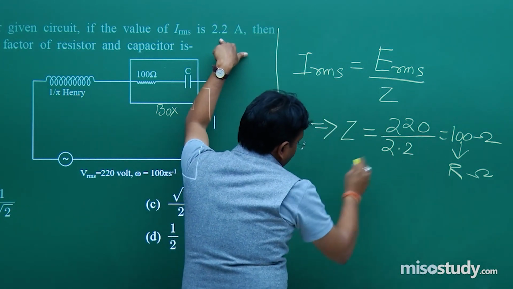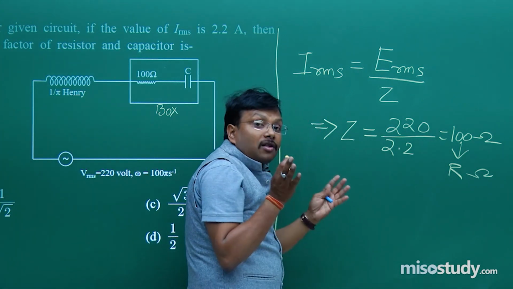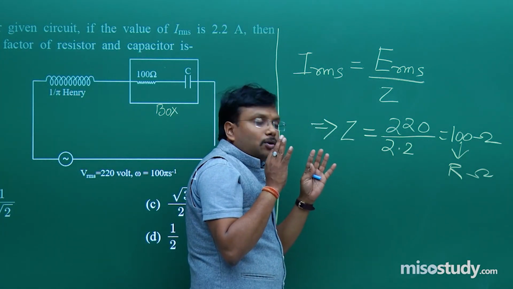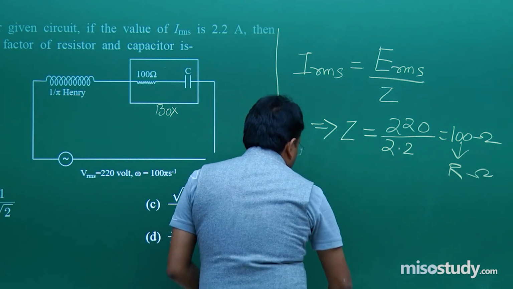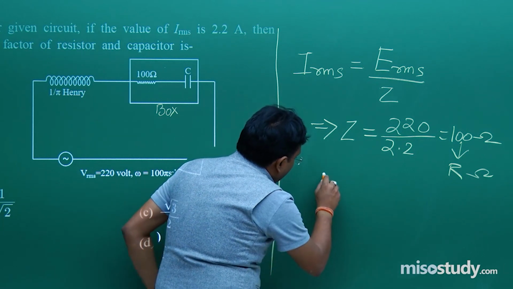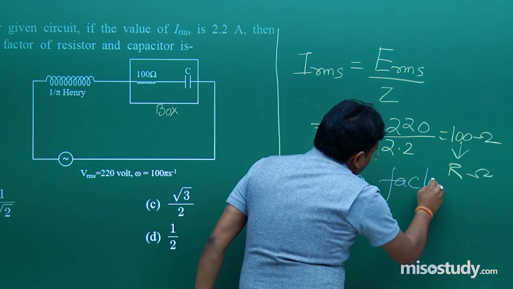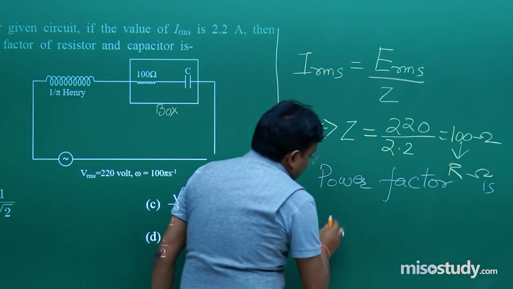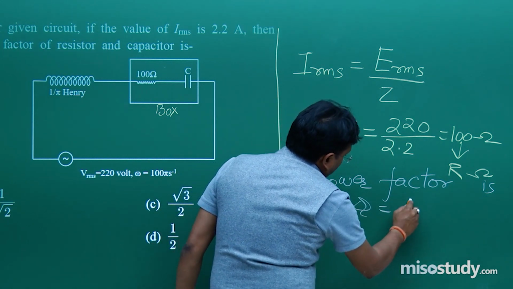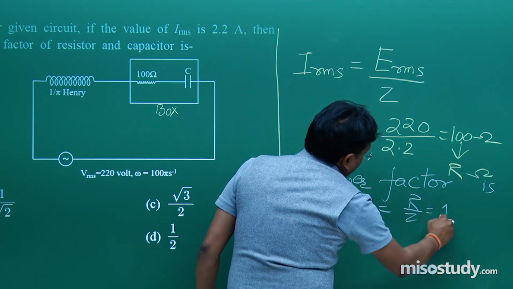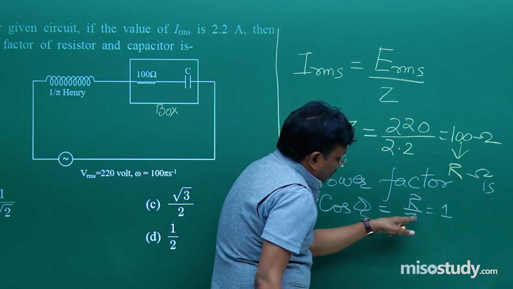Fine. Now, if this value is given to me, then what is the power factor? Power factor is cos phi. Fine. Power is equal to VRMS IRMS cos of phi. So, power factor, how much is it going to be? It is going to be cos phi is equal to R by Z, is equal to 100 upon 100, that will give you 1. So, cos phi is equal to this much.